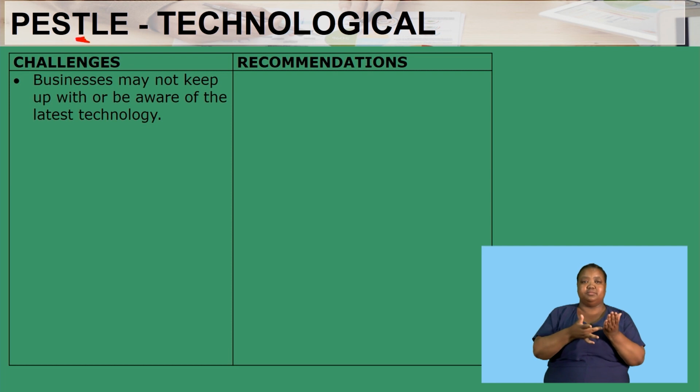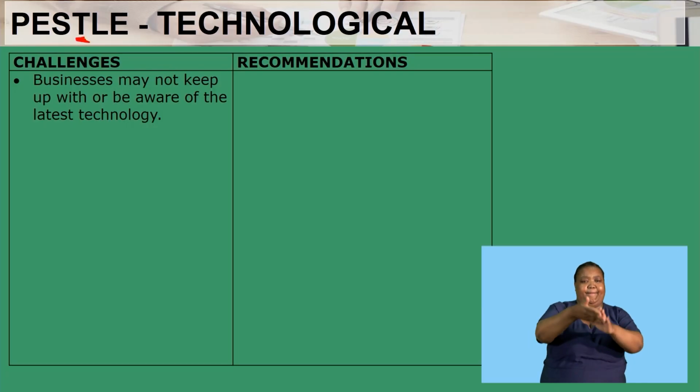Right, we then move on to technological. Remember I said to you, it is an acronym. So technological, what does it mean? Or how is that a challenge? I hope you understand. We don't explain it, we don't define it, but how is it a challenge? Right, businesses may not keep up with or be aware of the latest technology. As you know, technology keeps on changing, or rather, improving.